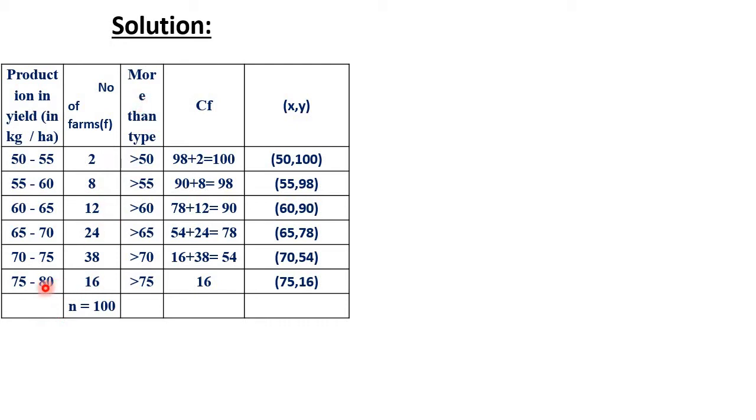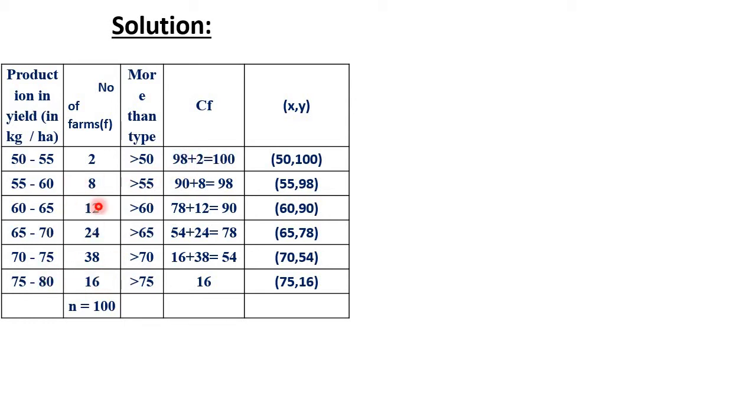So for the more than type, how to prepare? Here more than 50. Let us take this one. More than 50, 2 farms are there. So more than 50 means we have to add 2 plus 8 plus 12 plus 24 plus 38 plus 16. If you add all this, you will get 100. So more than 50 means the production more than 50 kgs, all these farms will come. That's why we will get 100.